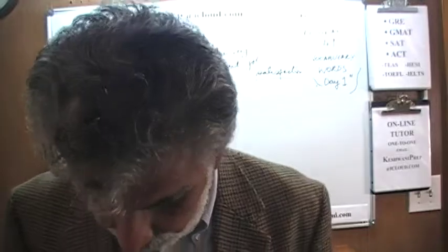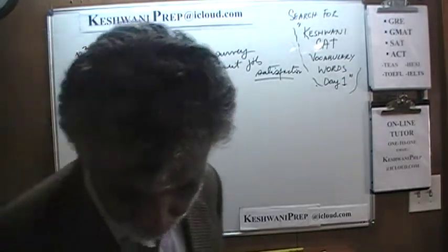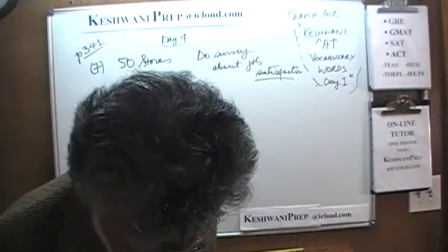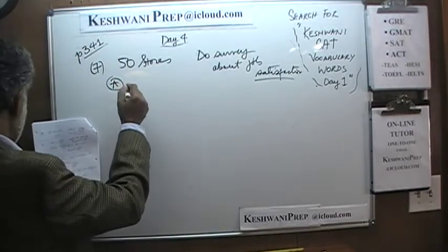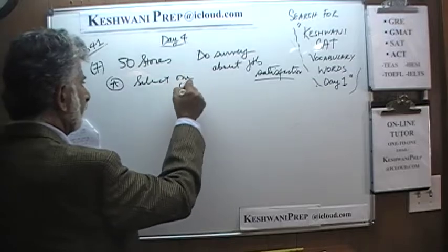The question is, how do we go about doing the survey? How do we go about collecting the data? And that's all it is. Let's go through the answer choices. As we go through the answer choices, we'll see which one makes sense. Number A says, select one store.